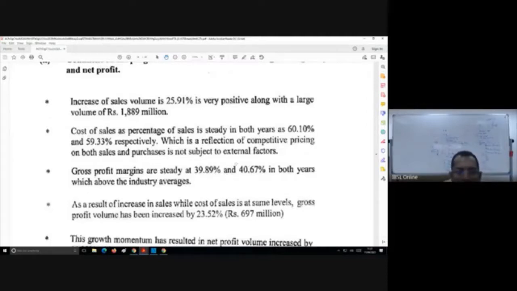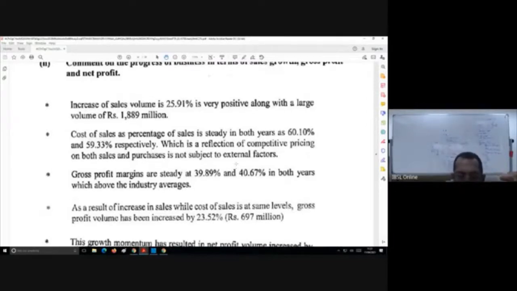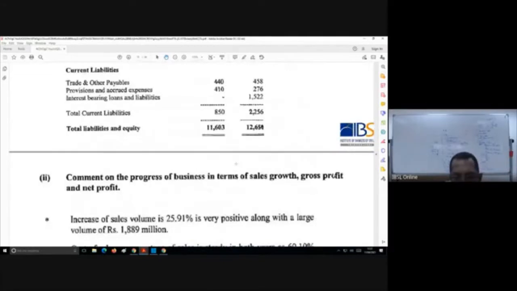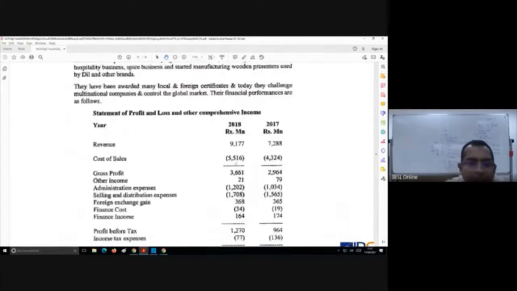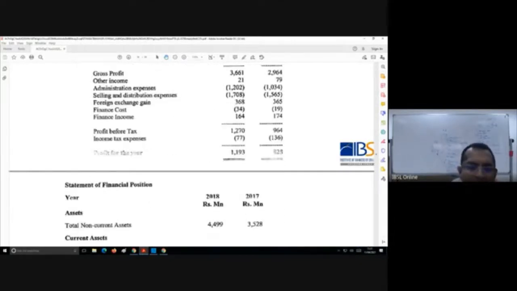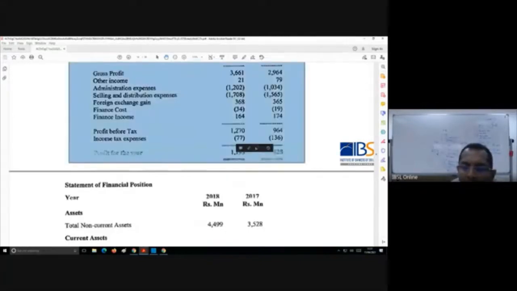Then the cost of sales. When they ask you to comment on the progress of business in terms of sales growth, gross profit, and net profit, right? Go line by line. First, they're asking about the sales. Then you comment on the cost of sales. Then you comment on the gross profit. Then you comment on the net profit. This one, these two. Right?